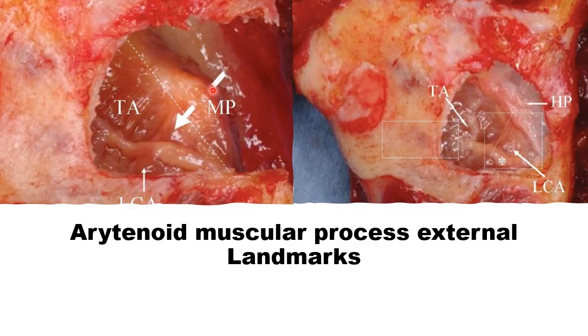And this is a magnified view after peeling off the piriform sinus, identifying the muscular process, fibers of the posterior cricoarytenoid, and the lateral cricoarytenoid and thyroarytenoid muscles. And this arrow would mark where sutures can be placed in order to rotate the muscular process forwards and medially to effect a good vocal fold closure.